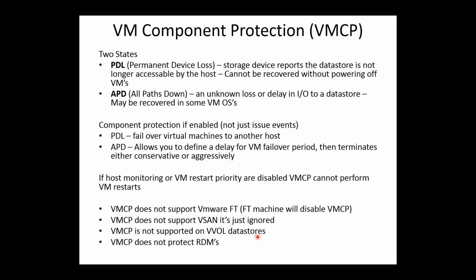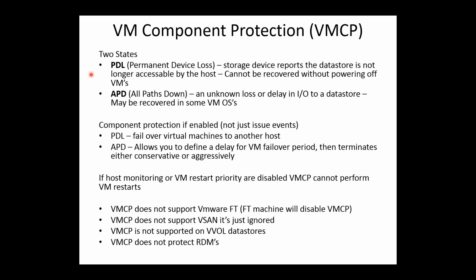In order to understand what VM Component Protection does, first of all, I like to call it HA for storage, you need to understand 2 states: permanent device loss, and all paths down. The short names are listed right there, as you can see. Essentially, permanent device loss is when my storage array says, this LUN is going away, I'm going to take it away. All paths down is when the LUN goes away, but no notification comes from the storage array. And so ESXi doesn't know if it's going to come back or not. And with permanent device loss, it knows it's gone.